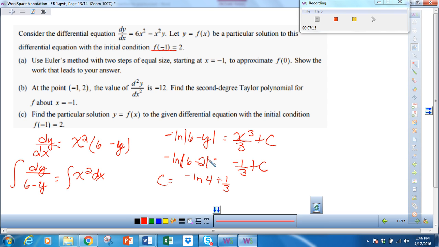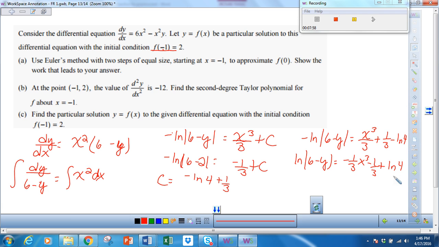So now that we have c, we're going to solve for y. And that's the other thing. You have to remember to solve for y. So I have the negative natural log of 6 minus y is equal to x cubed over 3 plus 1/3 minus the natural log of 4. I'm going to divide everything by that negative. So I have the natural log of 6 minus y is equal to -1/3 x cubed minus 1/3 plus the natural log of 4.